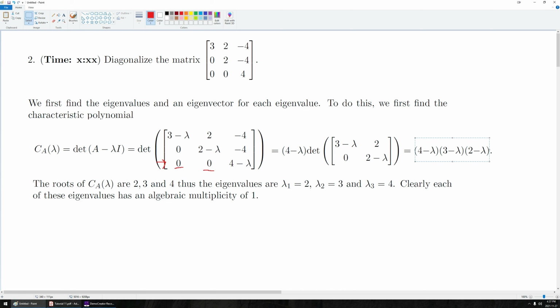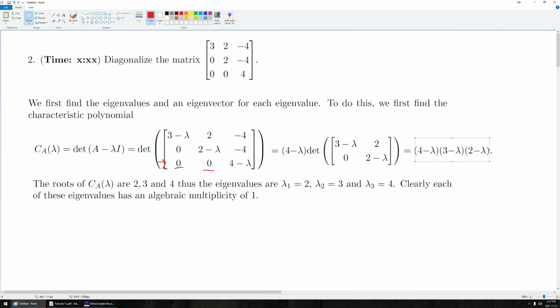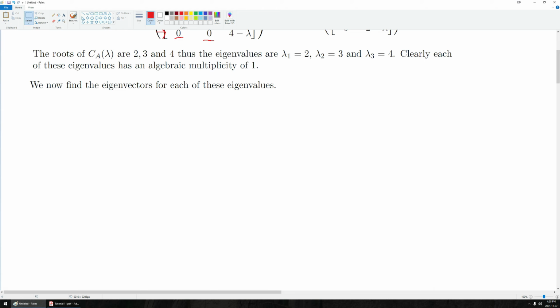So from here, if I go back to this theorem, I could apply this corollary 42.11. Here I have distinct eigenvalues, therefore A will be diagonalizable. So I could conclude here that it is diagonalizable. Okay, so now I go through the process of finding the eigenvectors, or an eigenvector, for each one of these eigenvalues. Okay, so I do this one at a time.